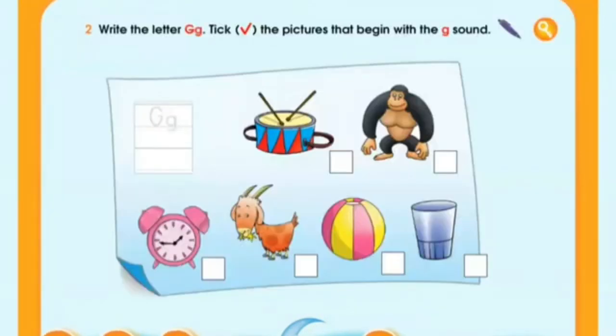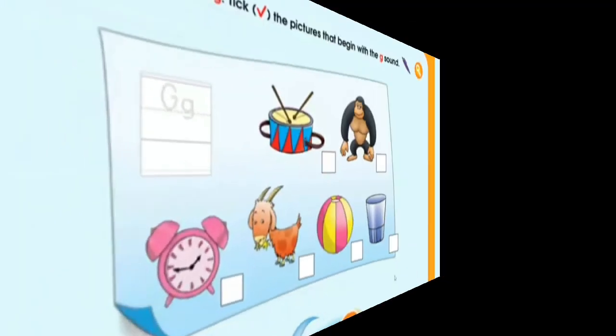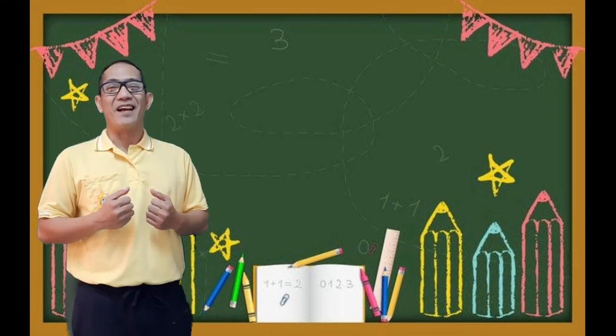Moving on to the next part. Write the letter G on the space provided. Then after that, you have to tick the pictures that begin with the G sound. Now, let's review.